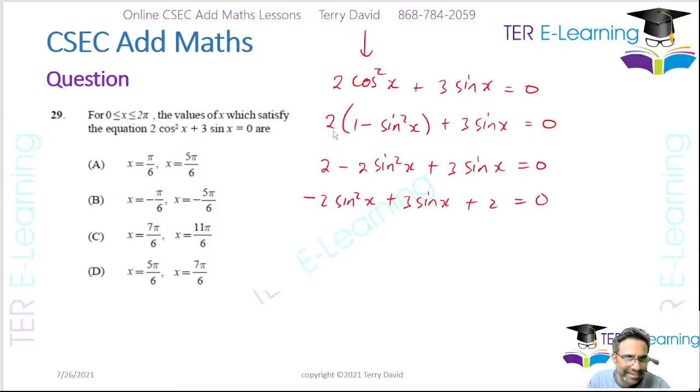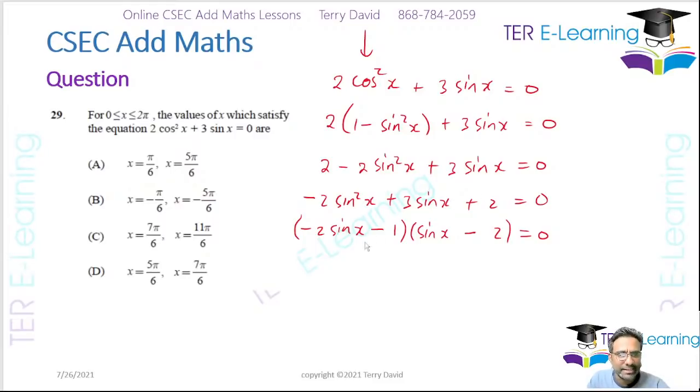Now as it stands there, we should factorize this. So this is going to be minus 2 sine x, open brackets, this will be sine x. We can put 1 here, we can put 2 here, equal to 0. And that is a minus sign here and a minus sign here.